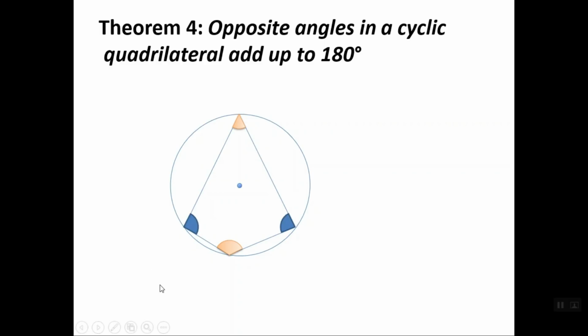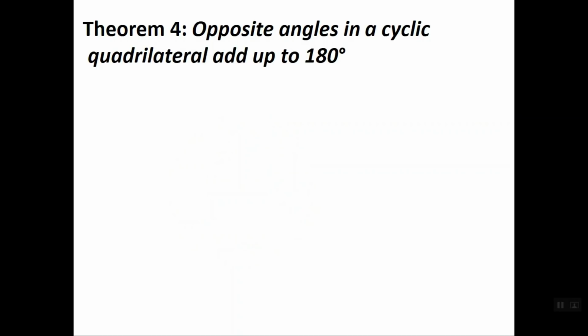And what that really means, guys, if you notice, there is a quadrilateral inside of the circle, and all four vertices are touching the circumference of the circle. So that makes it a cyclic quadrilateral. Now let's look at an example involving this theorem.